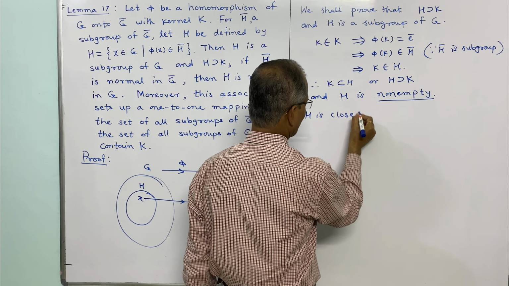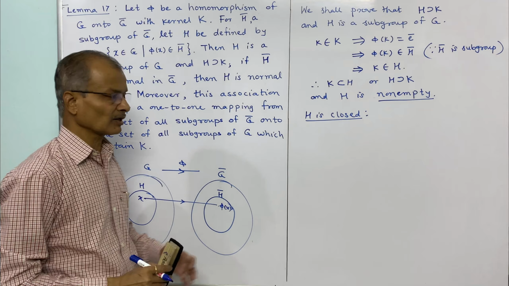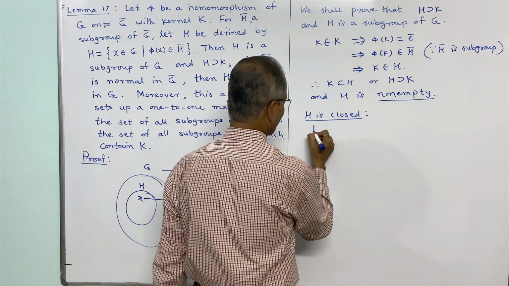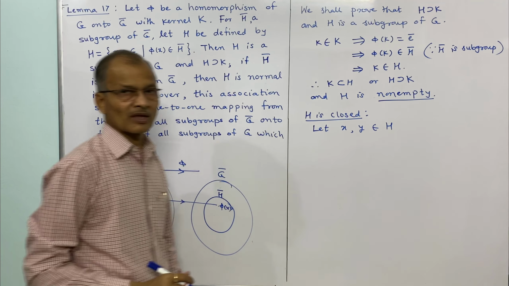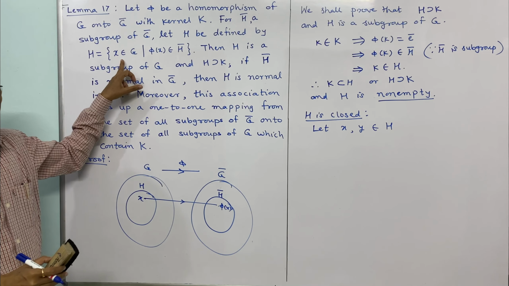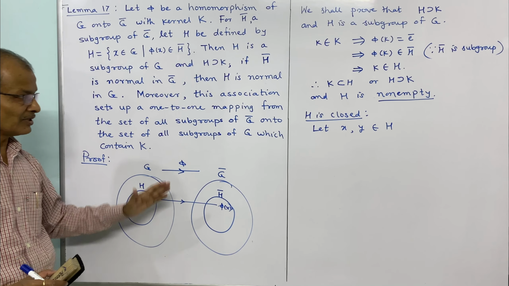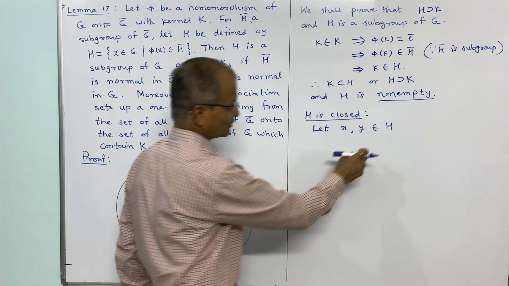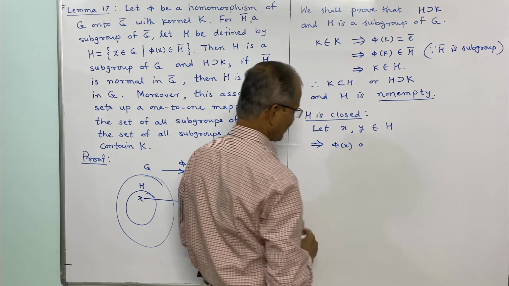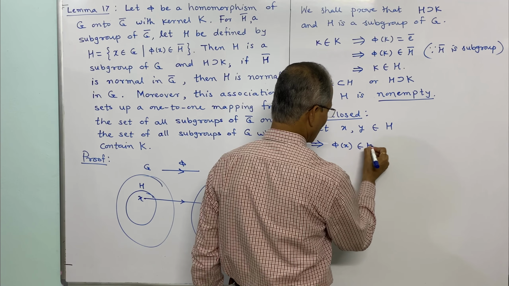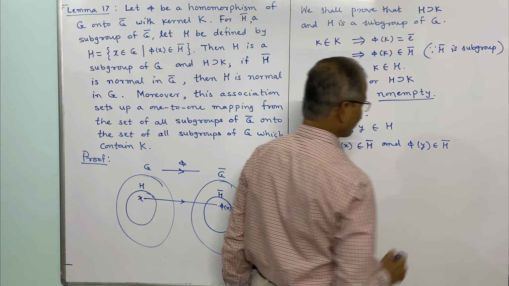For the closure property, we shall consider two elements in H and we shall show their product is also in H. Let x and y belong to H, two elements in H. So if these are elements in H, see the definition of H, then their images must be in H bar. So that means phi of x and phi of y both belong to H bar.